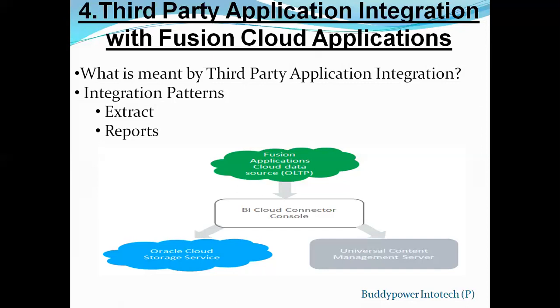Okay, so now this particular console, the BI Cloud Connector Console, is deployed on the Fusion Applications pod. The pod is point of delivery, which means a fully contained configuration running on Oracle service. Now this BI Cloud Connector Console is used to extract BI data from Fusion Applications Cloud data storage service.